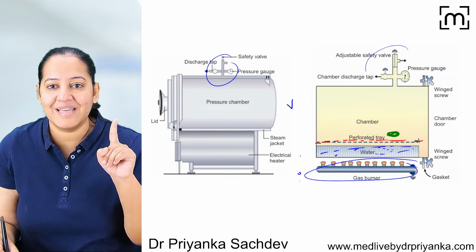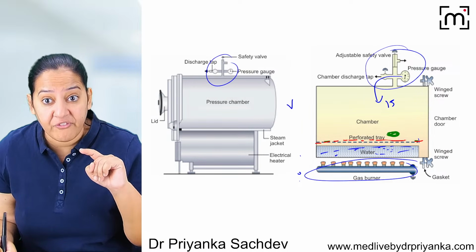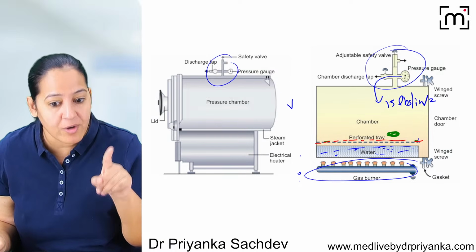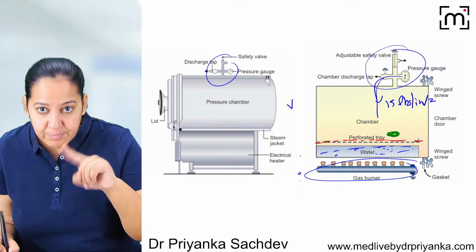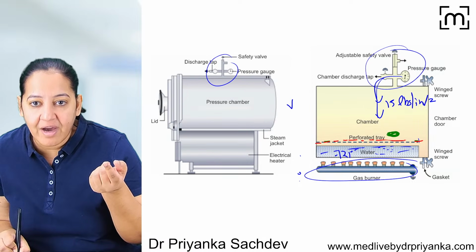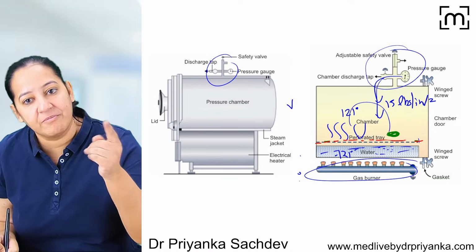Okay, but you can see here there is the inlet. From the inlet, I'm putting the pressure. Extra 15 pounds per inch square. Please learn it. 15 pounds per inch square. So in this pressure, water will not boil at 100. Water starts boiling at 121. So the steam which is coming here is of 121. And that steam will kill everything.